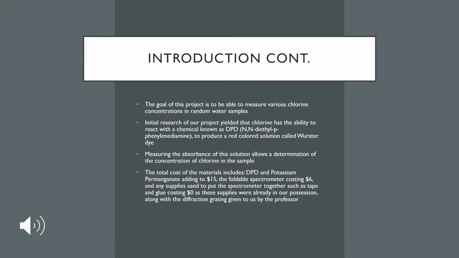The total cost of materials for the project, including the DPD and potassium permanganate solution that I will speak about later, comes to about $15. The foldable spectrometer from Public Lab costs about $6, and any supplies used to put it together, such as tape and glue, did not cost anything, as we already had the supplies and the diffraction grating was given to us by Professor Zhao.